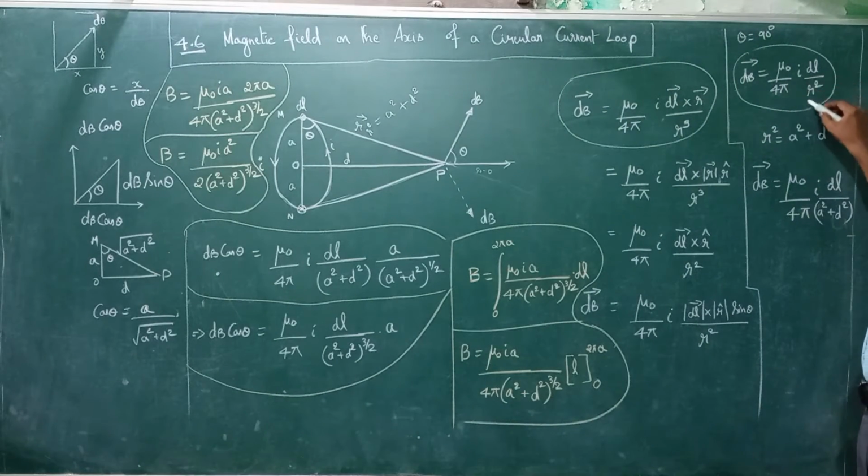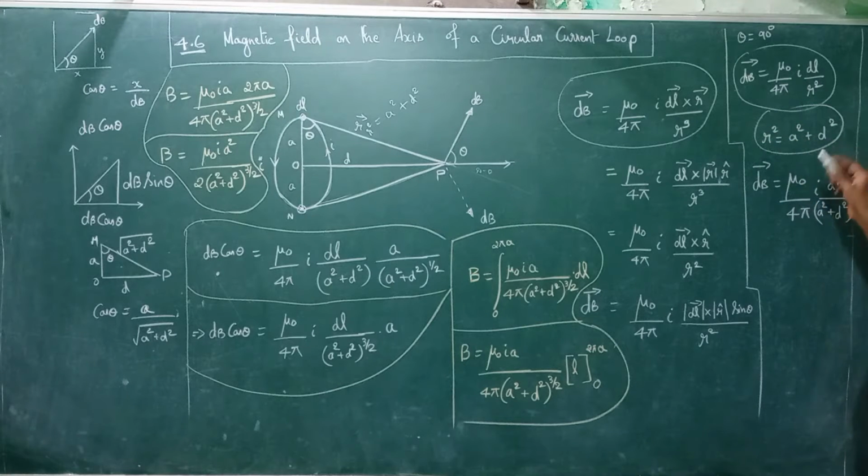Therefore, in the place of r square we can write a square plus d square, that is, dB vector is equal to mu naught by 4 pi, I dl divided by a square plus d square.